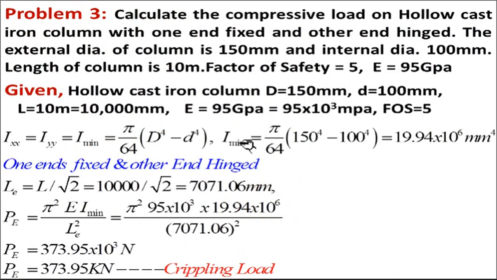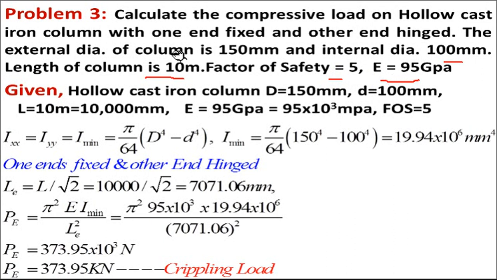Now see problem number 3. Calculate the compressive load on a hollow cast iron column with one end fixed and the other end hinged. The external diameter of the column is 150 mm and internal diameter is 100 mm. Length of the column is 10 meter and factor of safety is 5, and take E as 95 GPa.